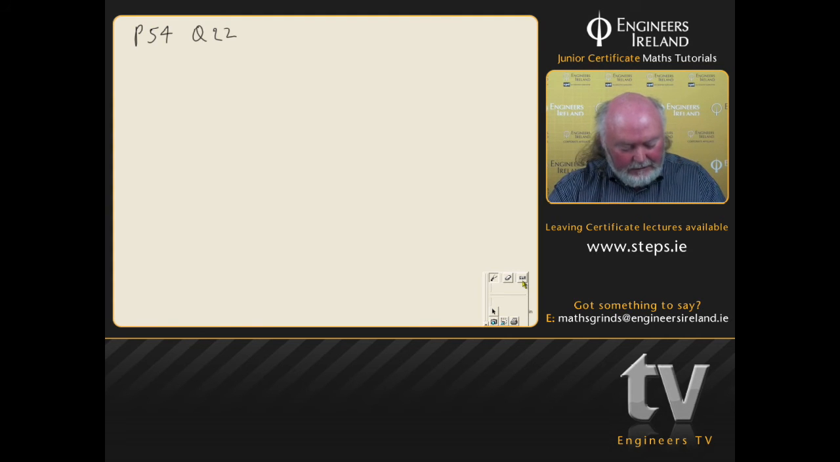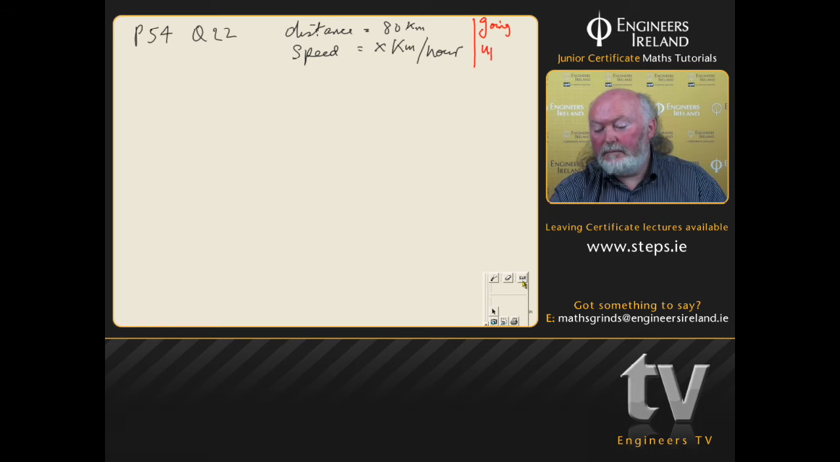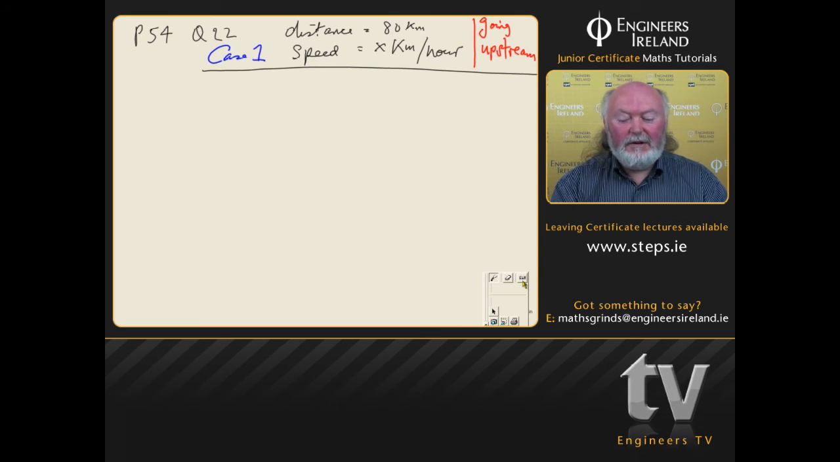The boat traveled 80 kilometers up a river. Okay, we'll say the distance is equal to 80 kilometers. And it does it at a speed x kilometers per hour. That's going up. That's case 1. You can use different names. I don't mind, so long as your mind feels happy with it and you can step through a process of turning English into mathematics. If it works for you, that's fine by me.